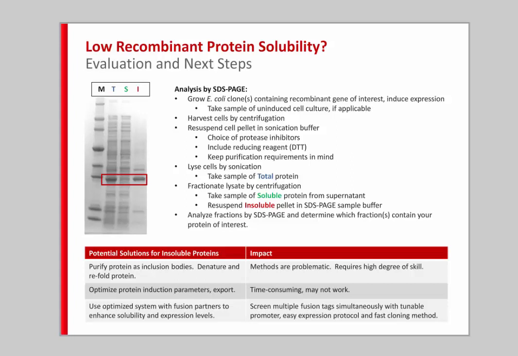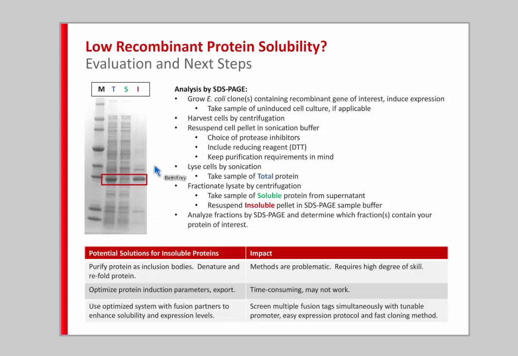Well, here's a common method for evaluating protein solubility by SDS-PAGE. The protein is first expressed in your E. coli culture, and the cells are harvested by centrifugation and then sonicated to lyse the cells. And then the lysate is separated by centrifugation into soluble and insoluble fractions. And then samples of the total, soluble, and insoluble fractions are run on a gel to find out where your expressed protein is and which fraction it is in.